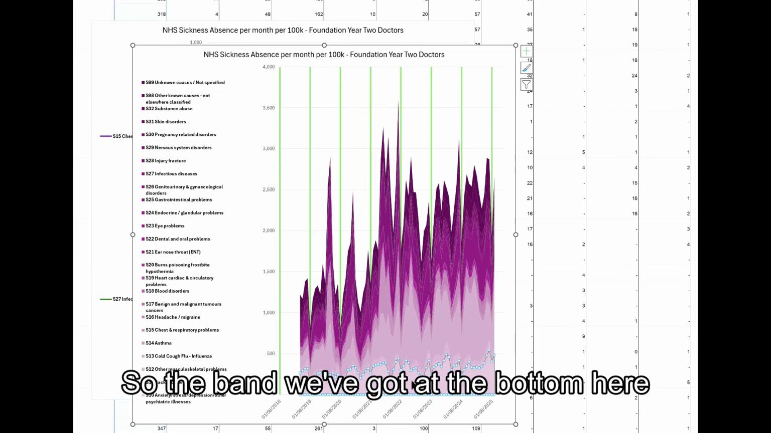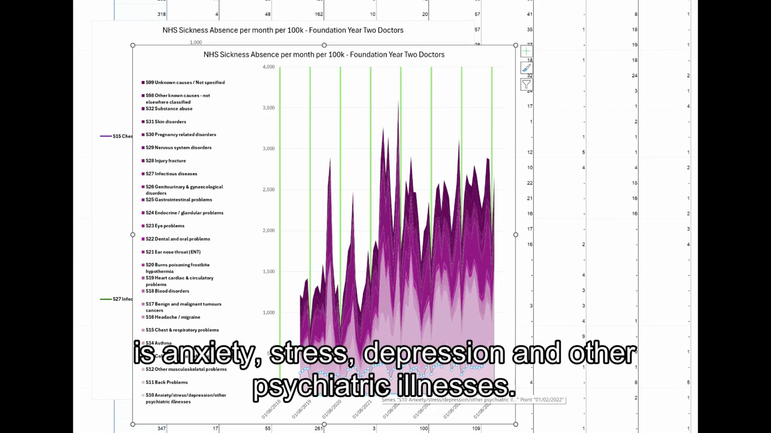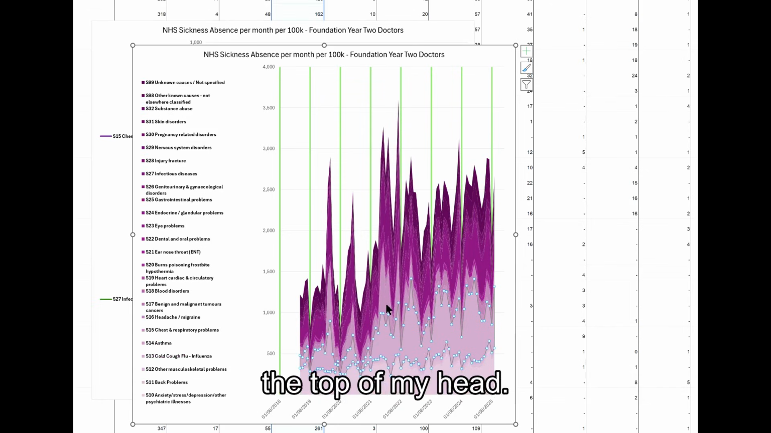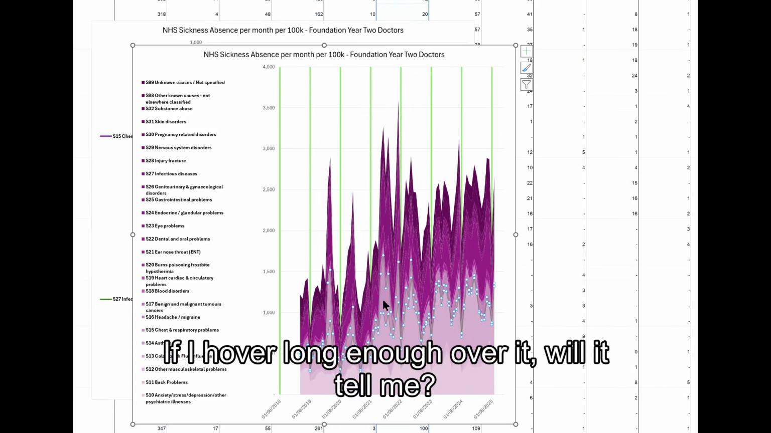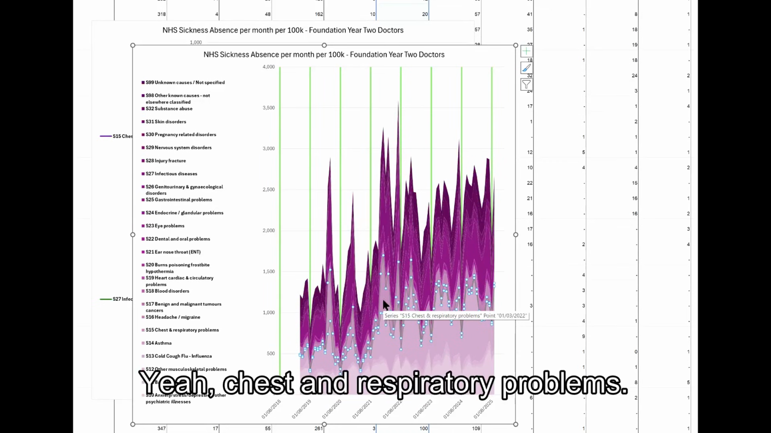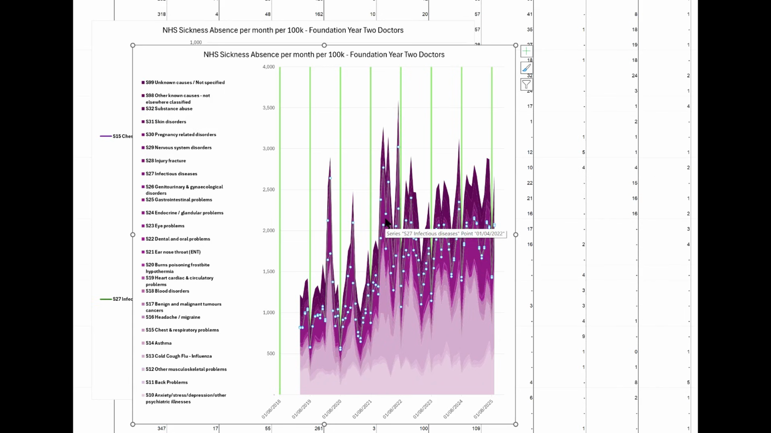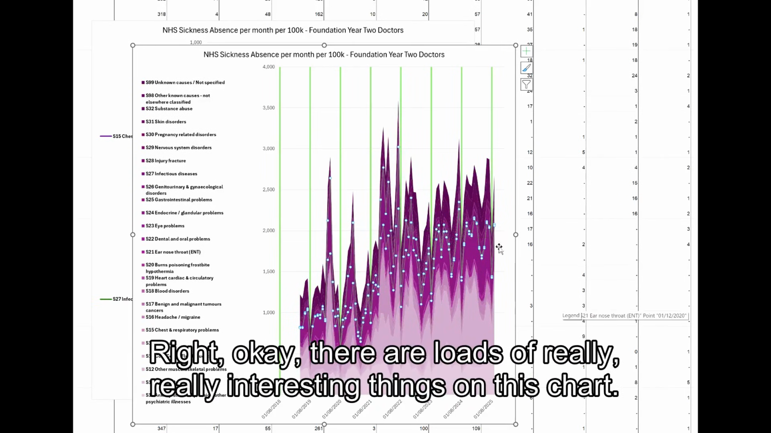The band we've got at the bottom here is anxiety, stress, depression, and other psychiatric illnesses. And then you've got other things like cold, cough, and flu, just off the top of my head. That one there, if I hover long enough over it, will it tell me? Yeah, chest and respiratory problems. And that one probably looks like something like gastrointestinal to me. What's up there? Oh, infectious diseases. Right, okay. There are loads of really interesting things on this chart.